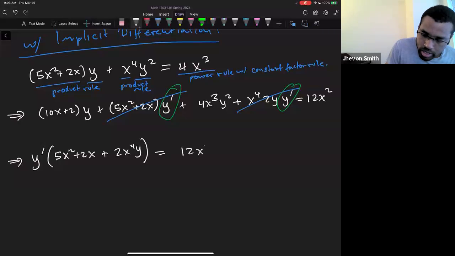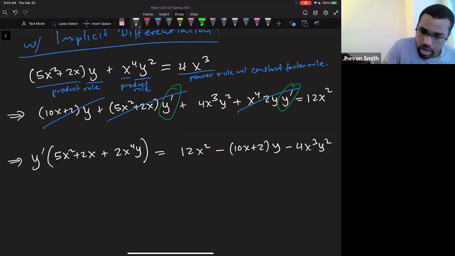Over here, I have 12x squared. Then what I'm going to do is subtract the 10x plus 2y. That takes care of that term. Then I'm going to subtract the 4x cubed y squared. That takes care of that term. And my 12x squared was already that, right?